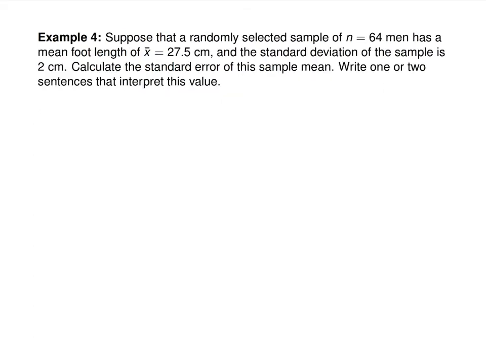All right, suppose that a randomly selected sample of 64 men has a mean foot length of x bar is 27.5 centimeters, and the standard deviation of the sample is 2. Find the standard error of this sample mean and write a few sentences that interpret this value. So first, SE of x bar is S over root n, and well, S is 2. So this is 2 over root 64. Well, root 64 is 8, and 2/8 is a quarter, or 0.25.